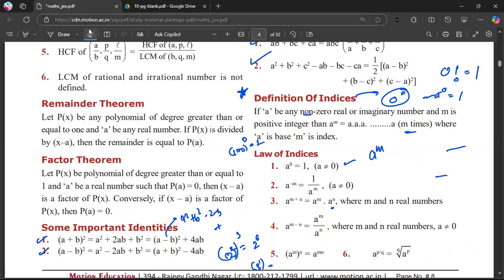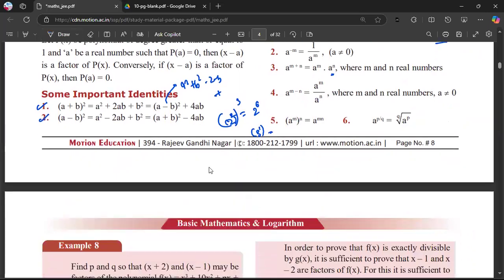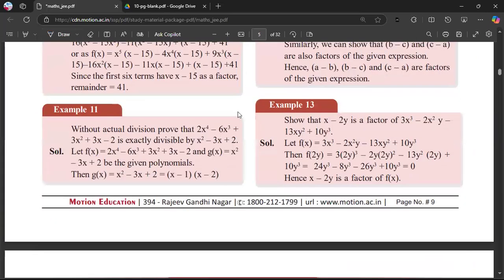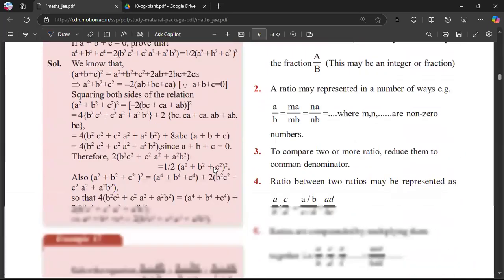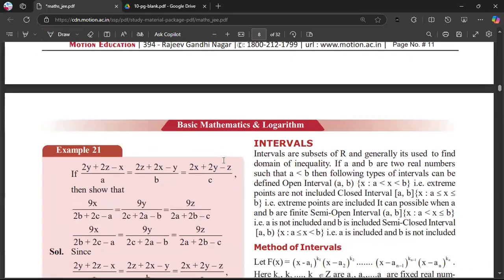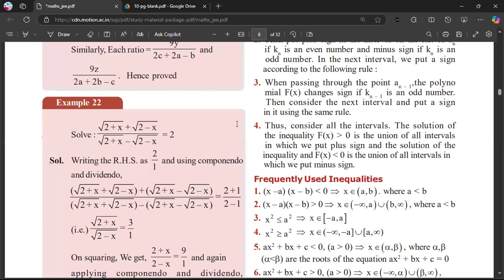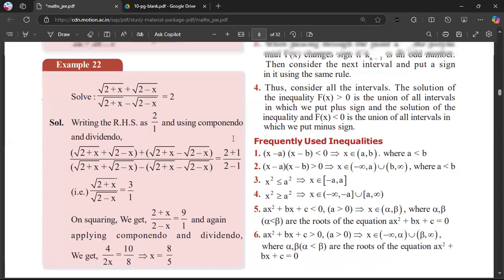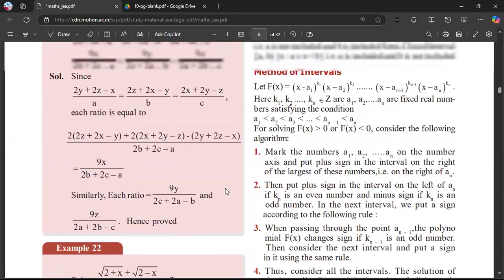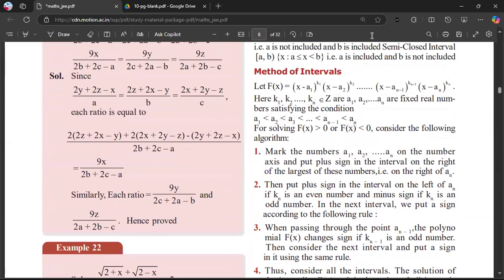Any doubts? No, sir. So we've discussed enough. About intervals also, we'll cover it in tomorrow's class. Okay? Okay, sir.